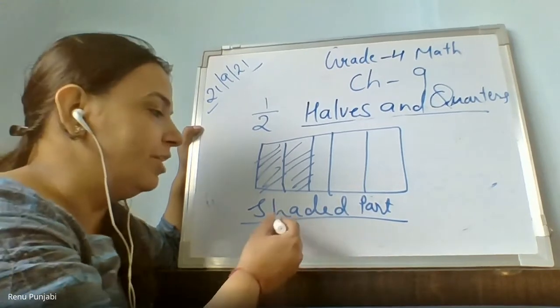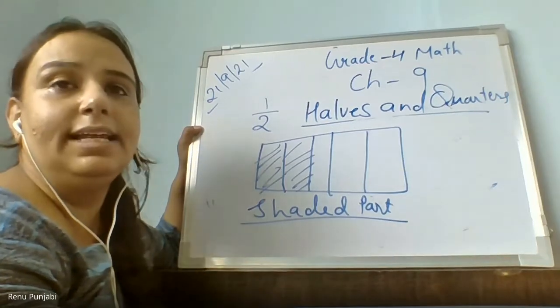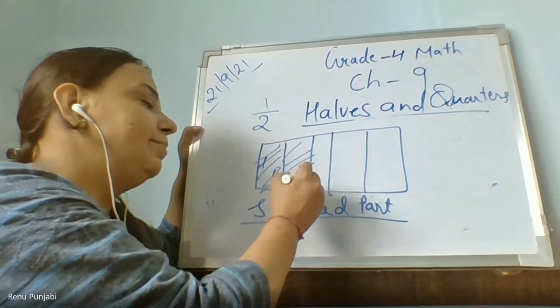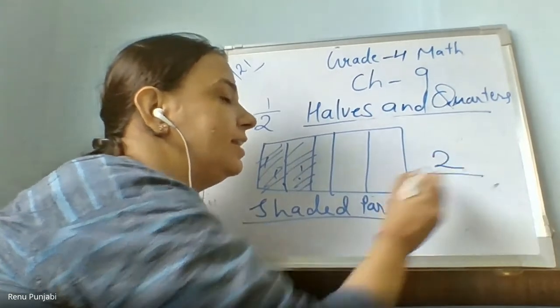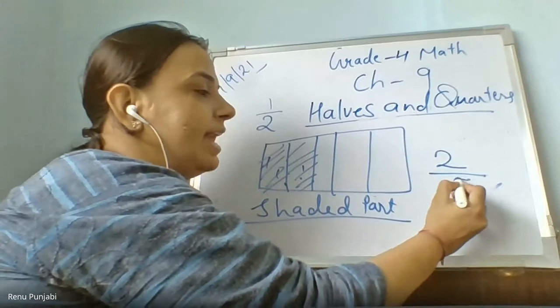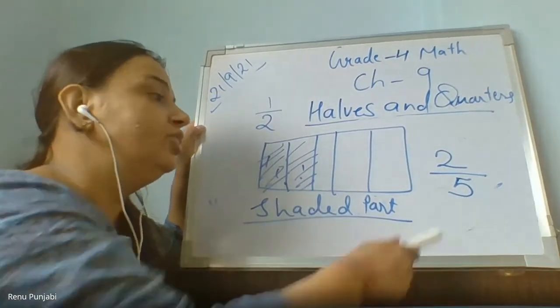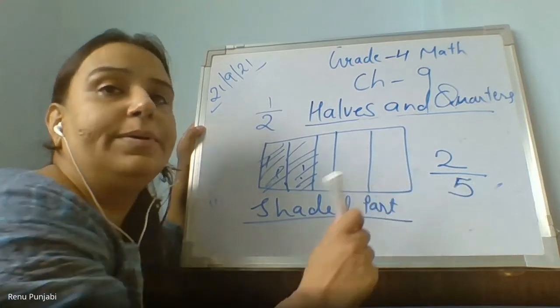Yes, Kavisha, tell me how you will write the fraction for the shaded part. Yes, ma'am. 2/5. Very good. Excellent. Because 2 are the shaded part, so 2 will be the numerator. And total are 1, 2, 3, 4, 5, so we will write 5 as the denominator. Always remember the total will come in the denominator.